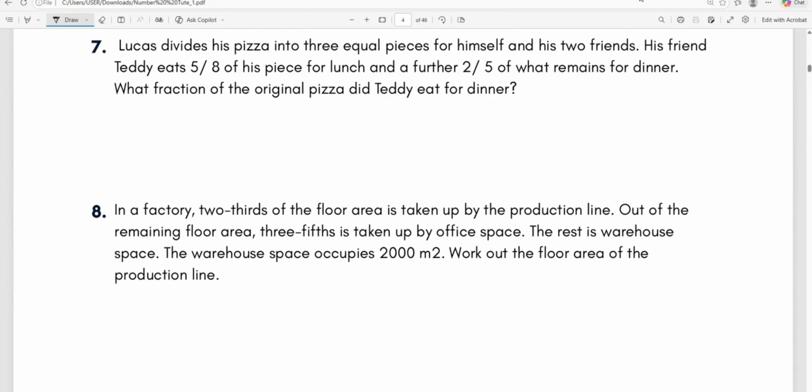There is a pizza. Then Lucas divides this pizza into 3 equal pieces for him and 2 of his friends. One friend is Teddy. The other friend's name is not given. Lucas, Teddy, and another friend. Dividing into 3 equal parts means 1 over 3, 1 over 3, 1 over 3.